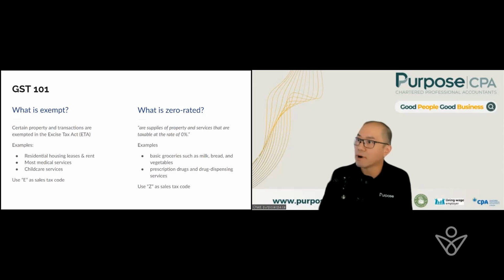You'll notice that when you go buy groceries, if you look at your bill, your GST is very small or likely zero. If you're buying milk, bread, vegetables, all the necessities for life, it's going to be zero. So if you're in that type of business, say a small grocer, your sales tax code for those items is a Z for zero-rated, which is 0%. Prescription drugs and drug dispensing services are also one of those.